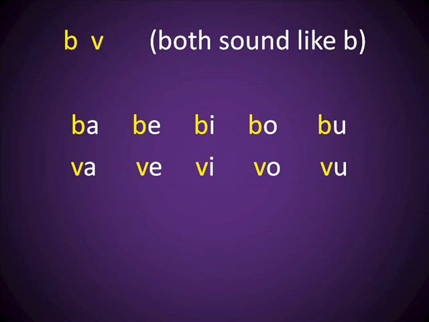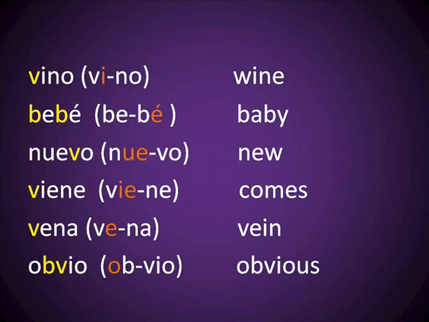Our next two consonants sound the same as the B sound in English. Ba, be, bi, bo, bu. Remember, these two consonants have the same B sound. Vino, vino. Bebé, bebé. Nuevo, nuevo. Viene, viene. Vena, vena. Obvio, obvio.